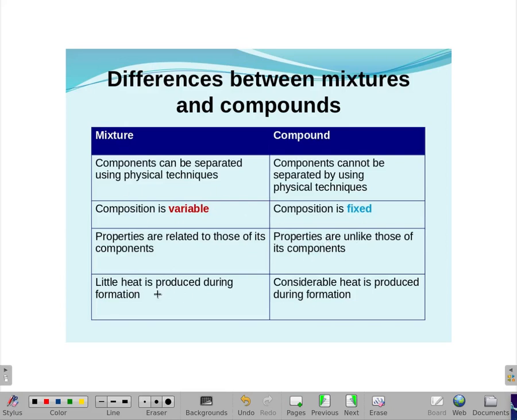Mixtures, little heat is produced during the formation. There are certain kinds where we take advantage of that. If you've ever been in contact with instant cold packs or instant hot packs, they are mixtures that produce or absorb heat when they mix, but they're typically doing a chemical change when that happens. In compounds, there is considerable heat being produced or consumed in some cases. Combustion's a great example of that. When you burn gas, it actually releases a huge amount of heat.